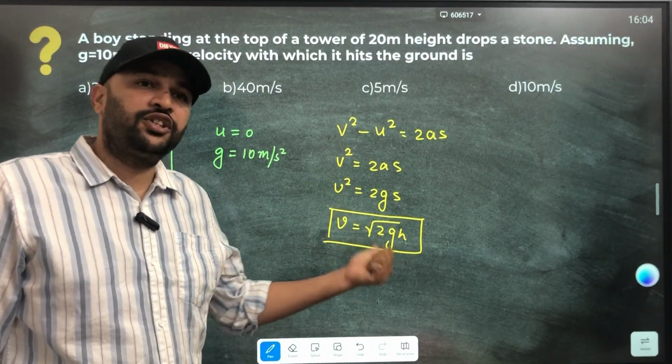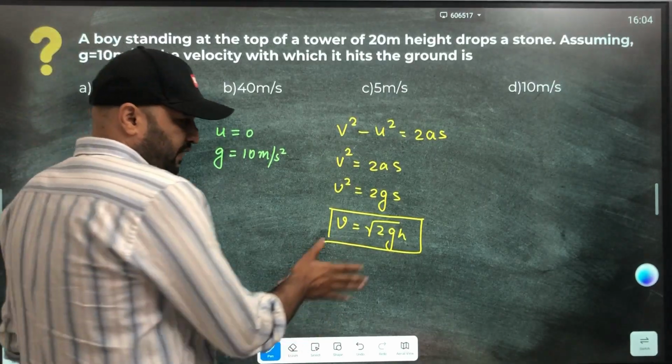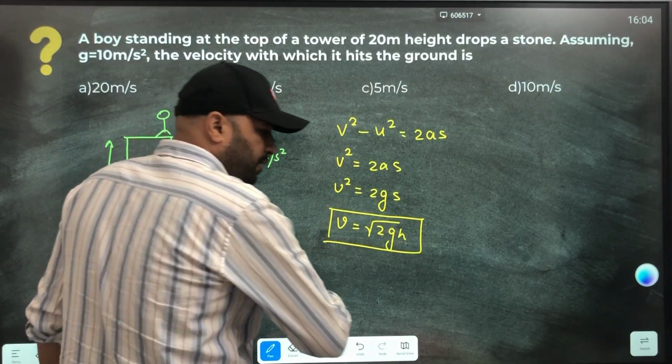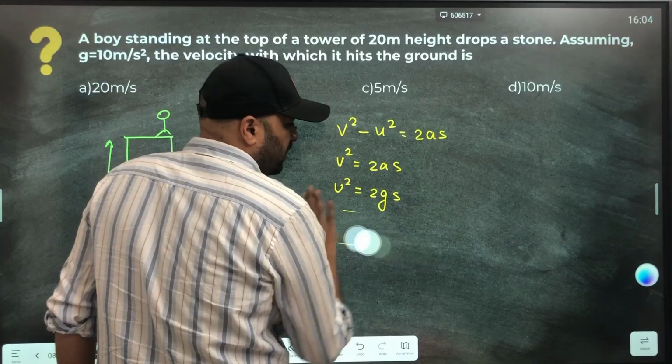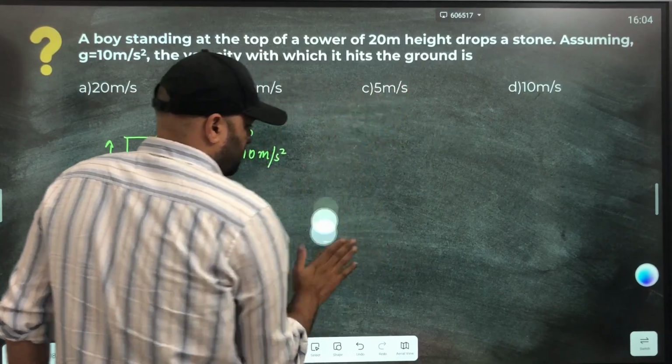This is the velocity just before it hits the ground. So let's figure out this velocity. Now onwards you have to remember this. I will not solve it again. Okay, so let's solve this.